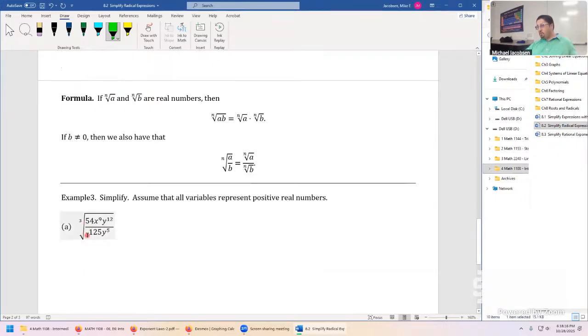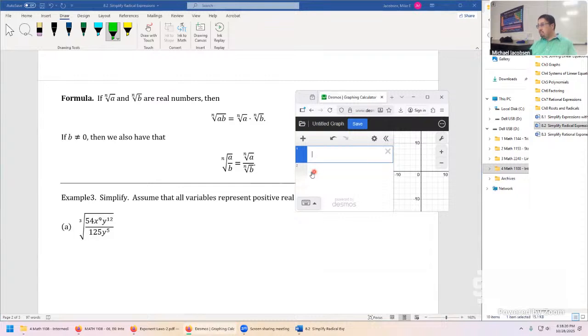We have 54 over 125. 125 is nice because 5 to the power 3, check in the calculator, comes out as a 125. I raised it to the power 3 because we're about to take the cube root. So this part's not too bad. Cube root of 125 is just going to come out as a 5. The x power of 9 is kind of nice as well because 9 is divisible by 3. But the variable y is a bit of a nuisance.